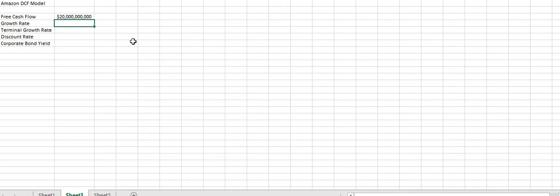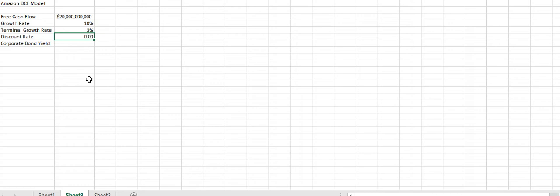Okay, and then in this example, I'm going to use 10% as the growth rate. I'm going to use the long-term growth rate of 3%, also called the terminal growth rate. That's the long-run inflation rate, a pretty conservative metric when analyzing a company like Amazon, a high-growth stock.